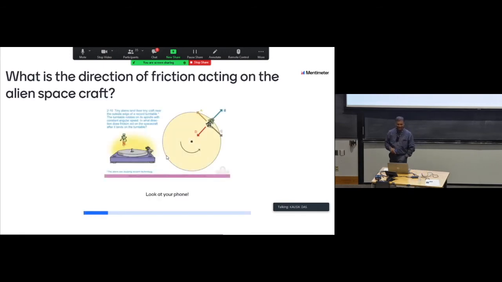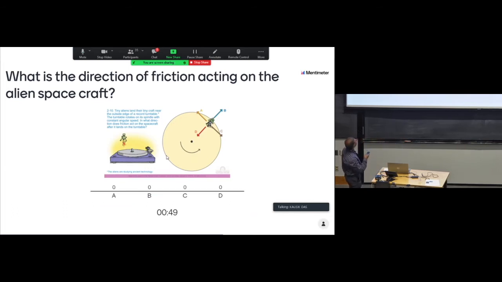So it's an alien. Teeny aliens land on their craft near the outside edge of the record turntable, and the turntable is rotating at constant angular speed. In what direction does the friction act? It's a Bond question. Do you want me to die? No. I want you to answer. So let's see. Again, discussion between students, and you can do it.